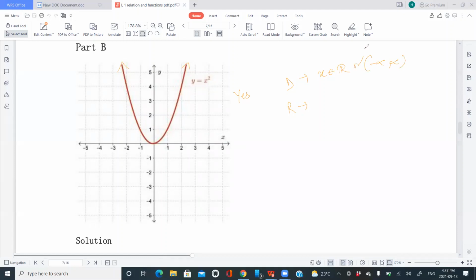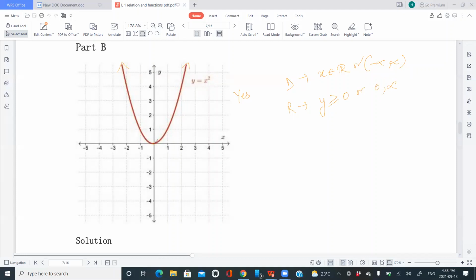What about range? I think it's the same thing, positive infinity, negative infinity. You can see this parabola is starting from here. It is not going down, right? Yes, it is starting from here and going up. So that means starting from 0 and going up. So the range is y is greater than or equal to 0. Or in interval form, you write 0 to infinity.